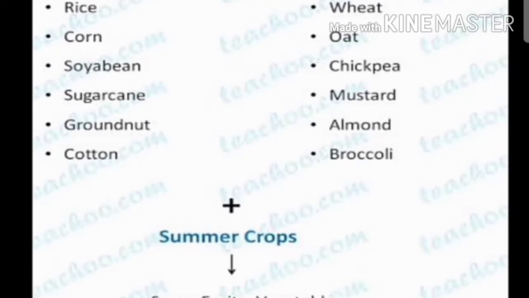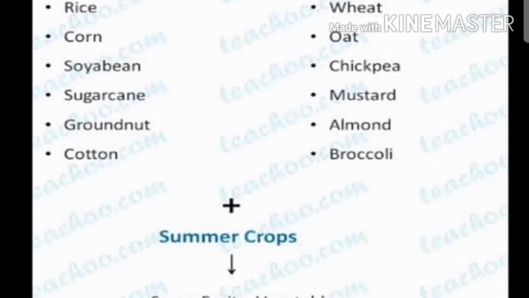Mainly there are two types of crops. First one is Kharif crops and second one is Rabi crops. Another one will come, that is summer crops. What are meant by Kharif crops? The Kharif crops are sown in the rainy season from the month June to September. For example, rice, corn, soya bean, sugarcane, groundnut and cotton.